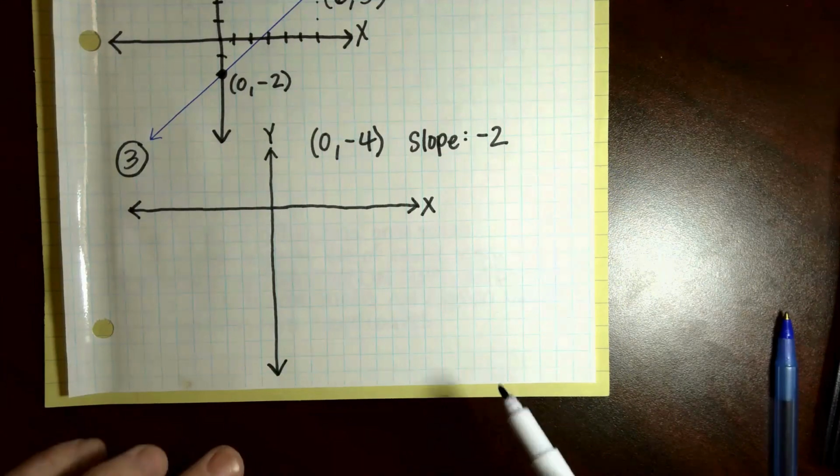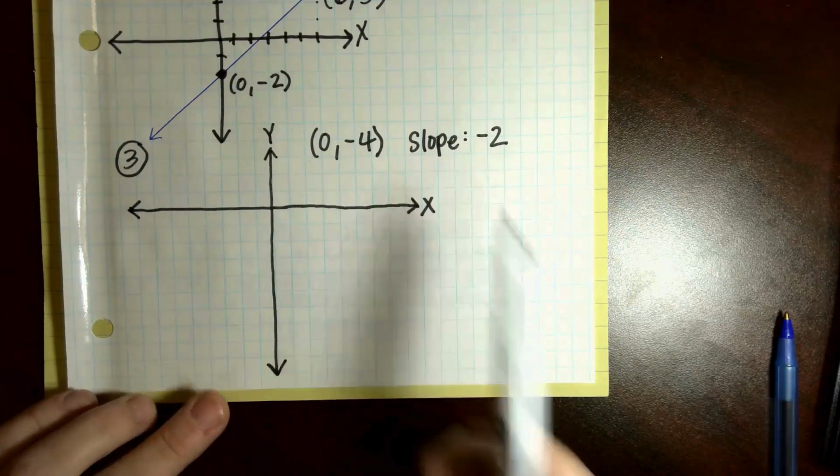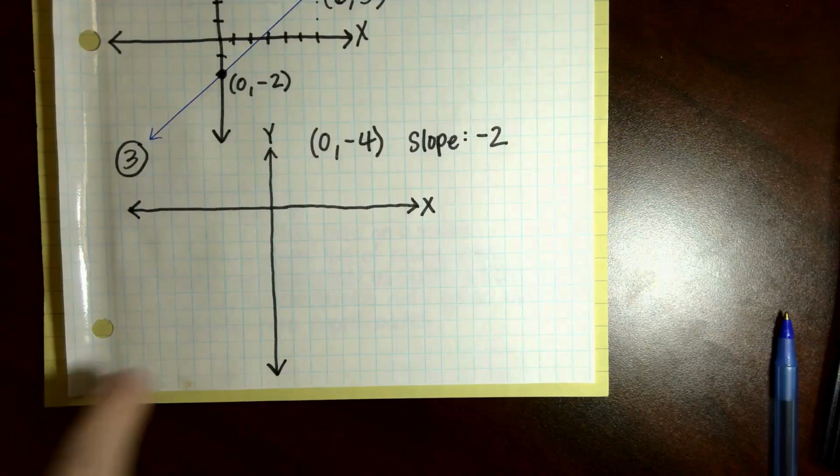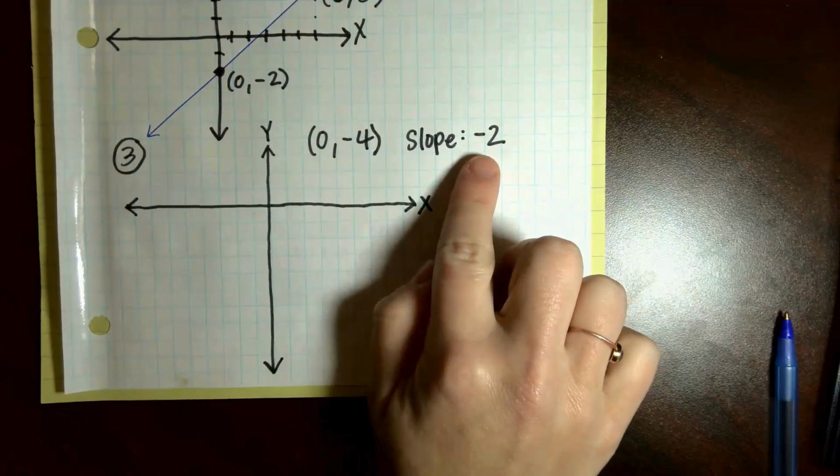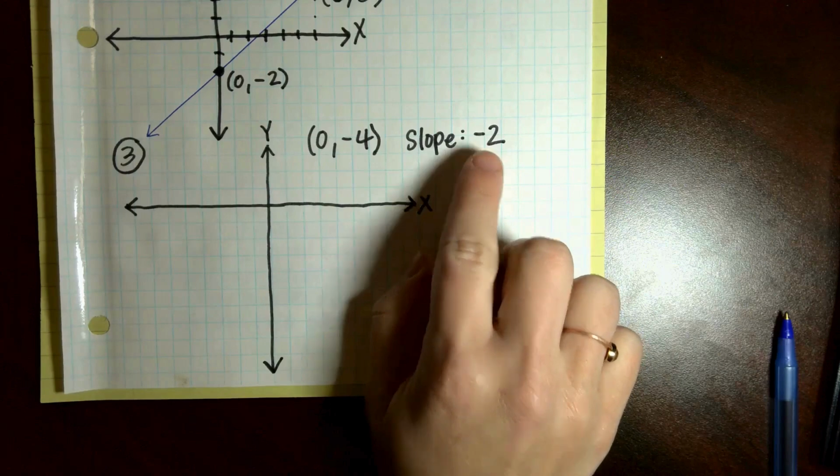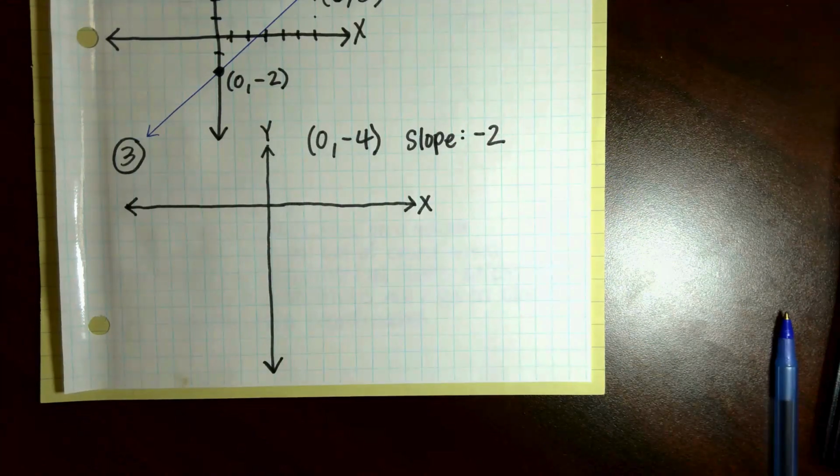I started by changing the slope to -2/1. Yes, okay, so sometimes when we see just a whole number as our slope, it can be a little confusing because we don't know how to make that rise over run.